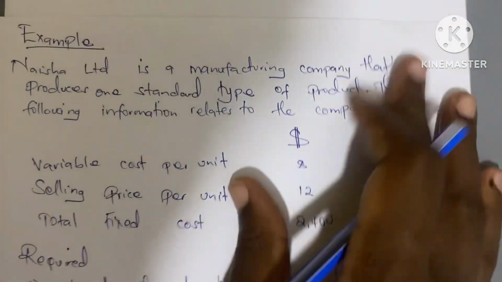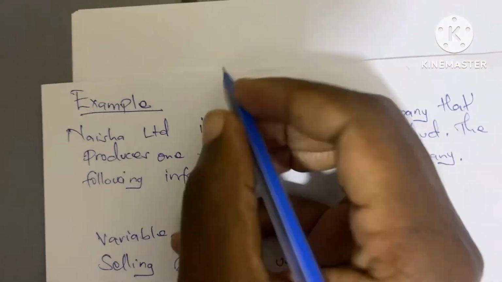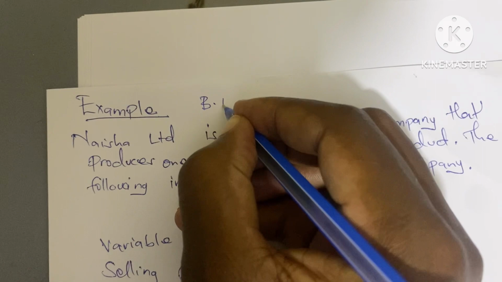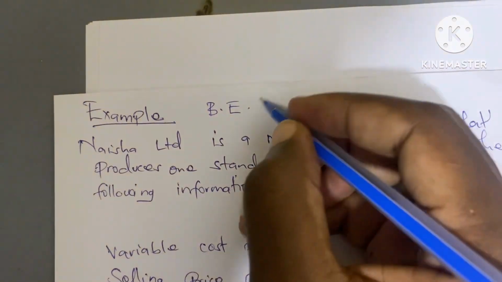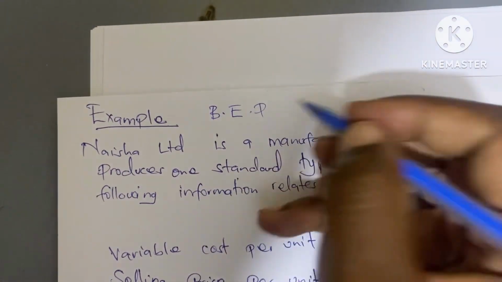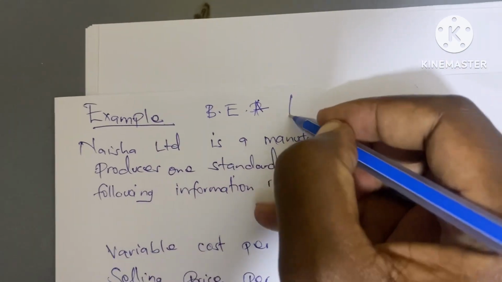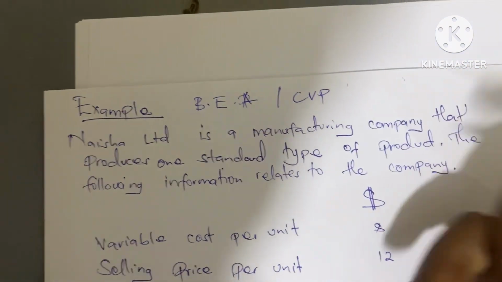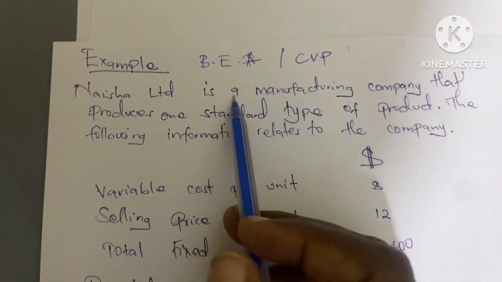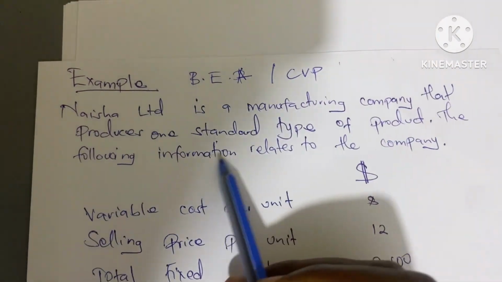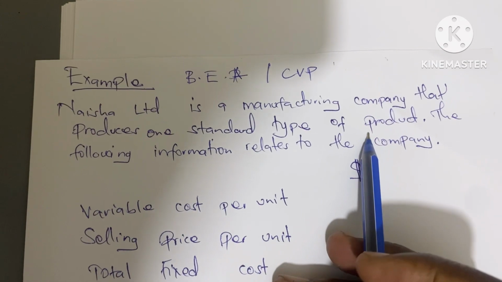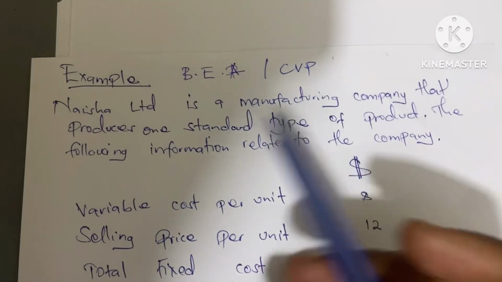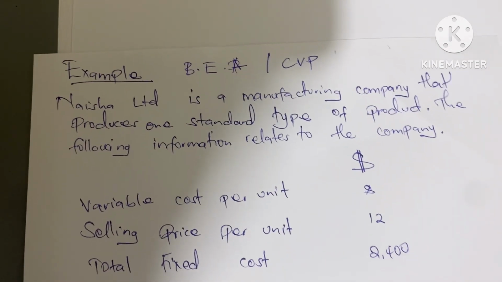So let's have an example in break-even point analysis or break-even analysis, also known as the CVP, cost volume profit analysis. So Naisha Limited is a manufacturing company that produces one standard type of products. The following information relates to the company.